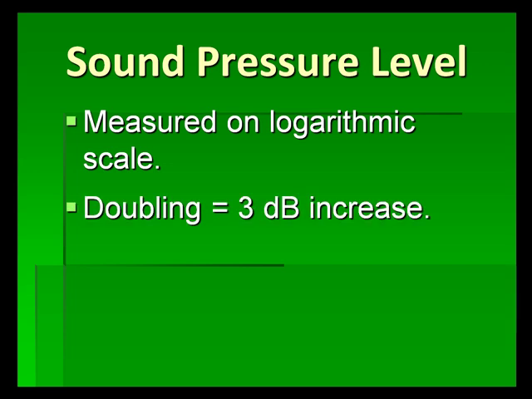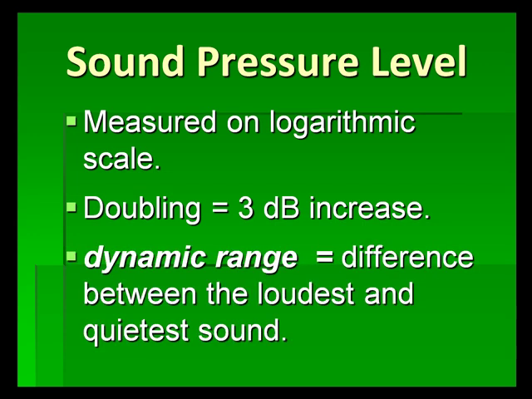If we double our pressure, let's say from 1,000 micropascals up to 2,000 micropascals, we increase our level by 3 decibels, 3 dB. We say that the range of human hearing is the dynamic range, which is the difference between the loudest sound a voice can make and the softest sound the same voice can make.